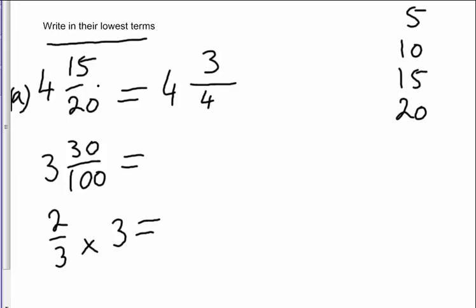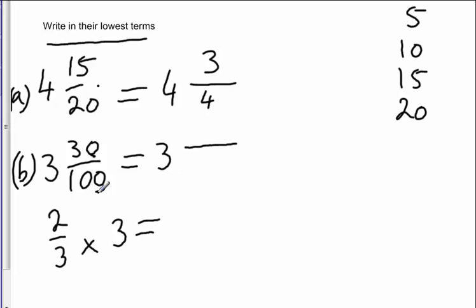Now let's take a look at B. So in B I have 3, which is going to be 3, and then I have 30 over 100. So what number goes into 30 that also goes into 100? Well, I can see that there are zeros here, and I know that 10 loves zeros. So let's divide 10 into 30 and 10 into 100.